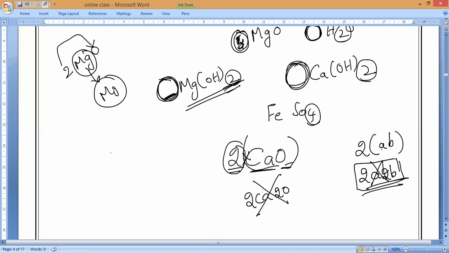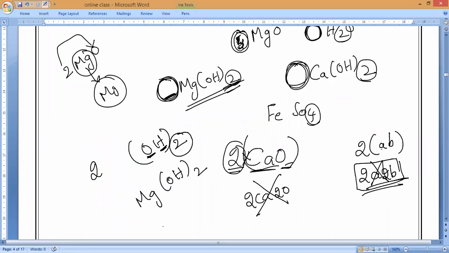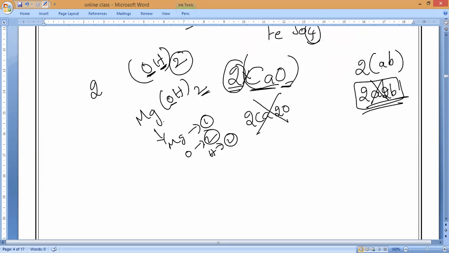For example, see, I will write OH twice. OH twice means this 2 is indicating both the atoms present in the bracket. Understand? So what is the number of atoms here? Tell me. For example, magnesium hydroxide. What is the number of magnesium atoms? Mg is 1. Oxygen is how many? O into 2, sorry, 2 atoms. So oxygen is 2. And hydrogen is also 2. Understand?